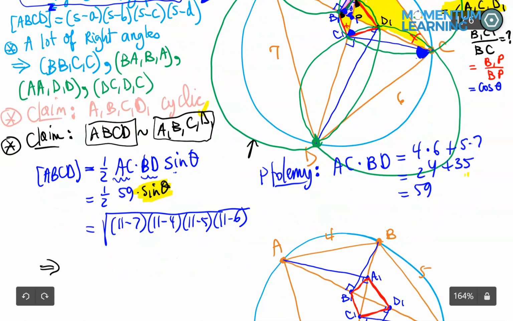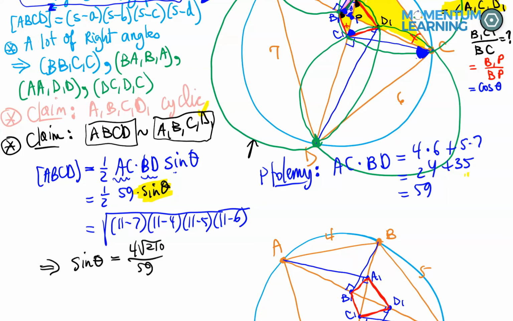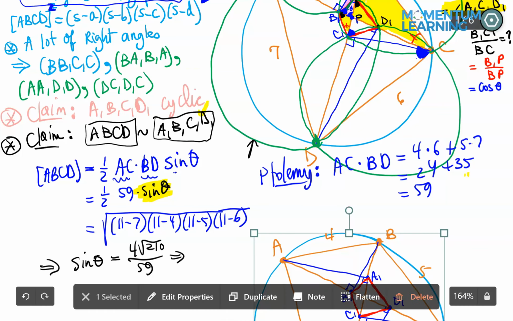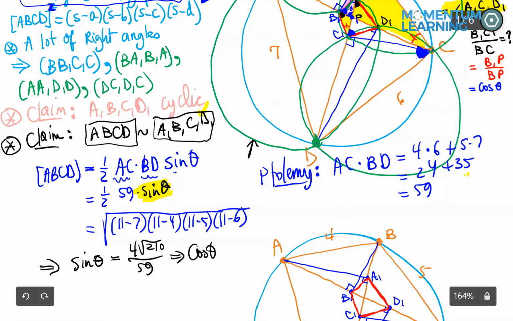And you can follow this proof also on AoPS. So sine of angle theta, the angle between the diagonals, is equal to 4 square root 210 all divided by 59, after which you can build an artificial right triangle, or you can use the identity sine squared theta plus cosine squared theta equals 1 to further establish that the cosine of theta, the angle between those two diagonals, measures 11 over 59.